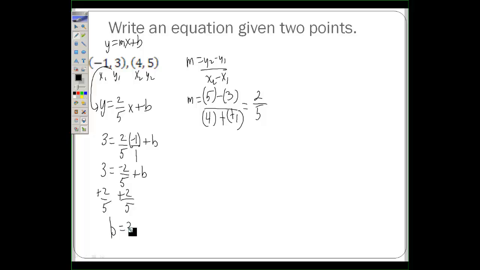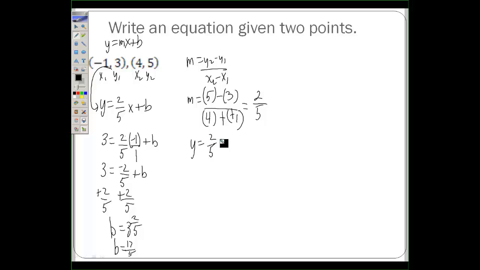So I could say that b is equal to 3 and 2/5, or better yet, 5 times 3 is 15 plus 2 is 17. b equals 17/5. Okay, so that's my b value, 17/5. Now, that was a lot of work. So what I recommend you do is this.